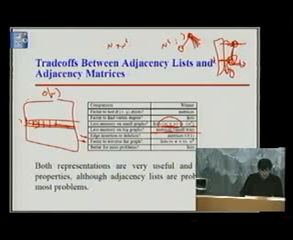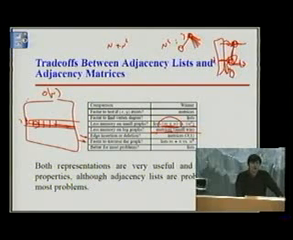Which is faster to visit the entire graph? Suppose I want to look at all the edges in the graph. How much time will it take to look at all the edges in the graph if it's an adjacency list? How can I look at every edge in the graph? How would I do that? You say n times m?